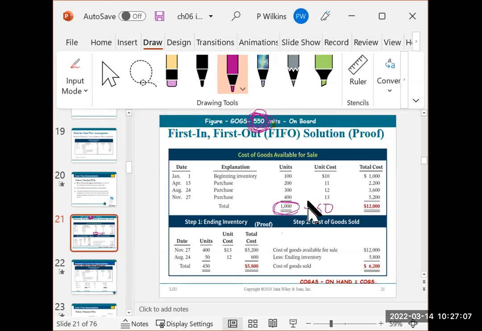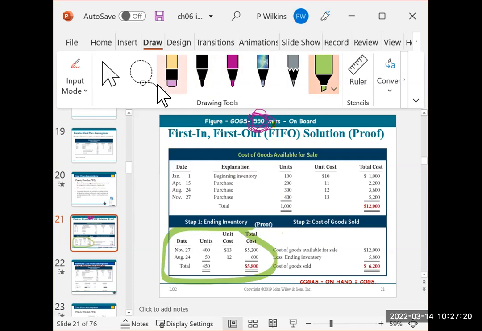Okay, so now we're going to count from the bottom up until we get to 450 units. What does that mean, counting from the bottom up? You're going to set up this little proof over here on the left-hand side, and that's how you're going to count. Your first column is going to be your date. Your next column is the number of units. The next column is the unit cost, and the next column is the total cost.